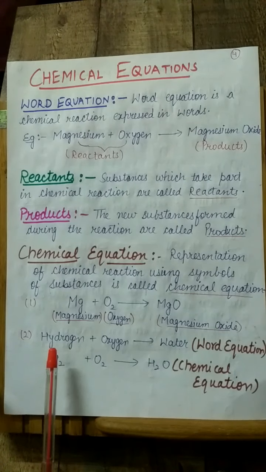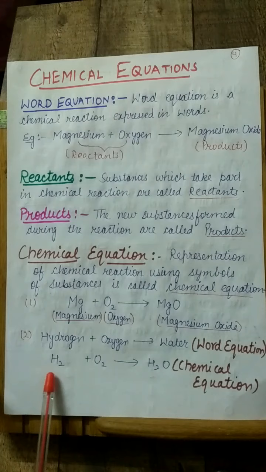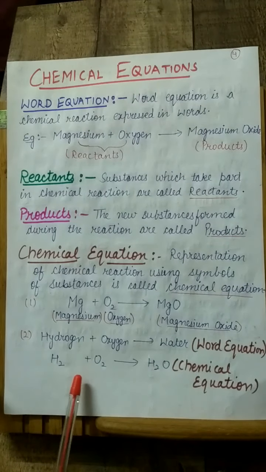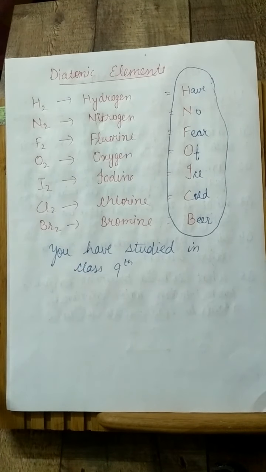So here hydrogen combines with oxygen to form water. The symbol of water is H2O. Now I have used here H2 and O2. As you have studied in your 9th class, there are some diatomic elements. Hydrogen, nitrogen, fluorine, oxygen, iodine, chlorine, bromine. These are all elements which always exist in the diatomic form when they take part in a chemical reaction.